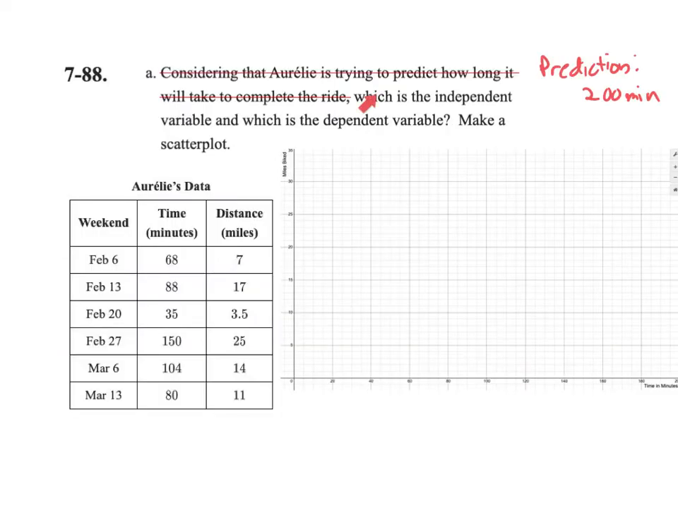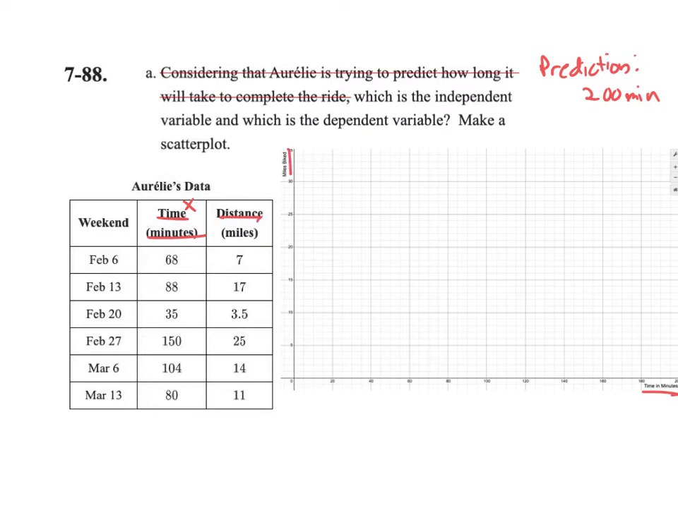Okay, so let's finish up the rest of this question, which says, which is the independent variable and which is the dependent? So again, here's our chart here. We've got the minutes and the distance. Anytime that you see some sort of a measure of time, minutes, seconds, hours, days, weeks, months, that is considered your x. So we're going to put the minutes down in the x-axis.